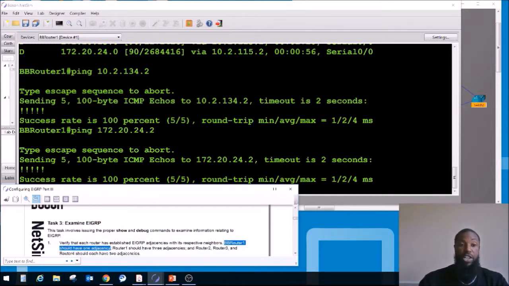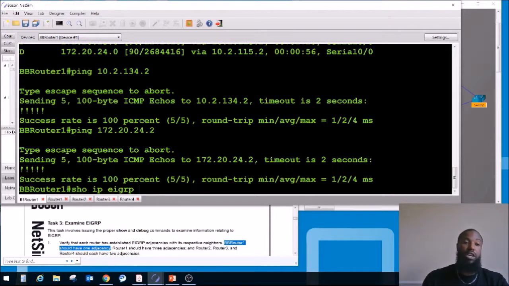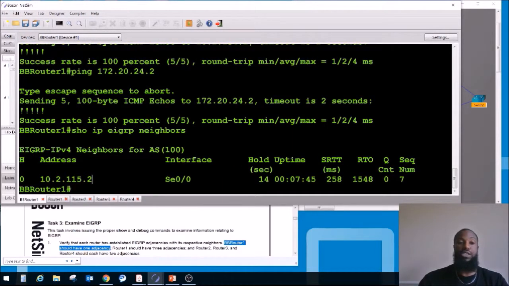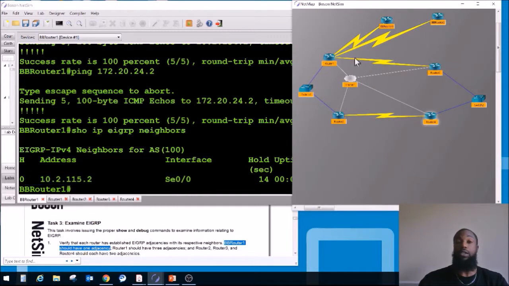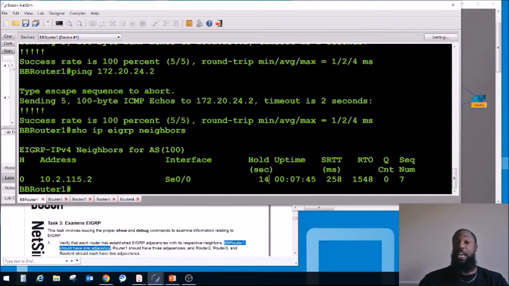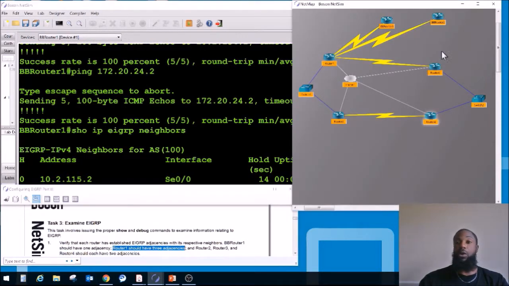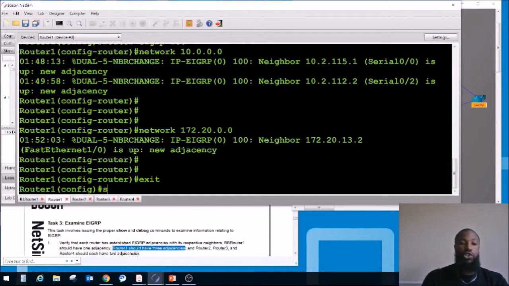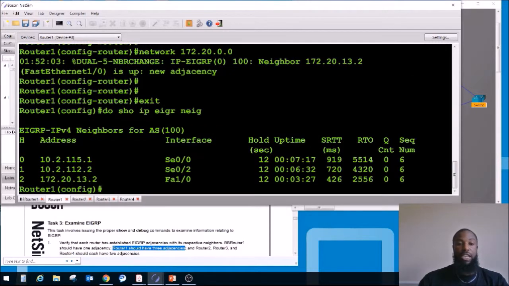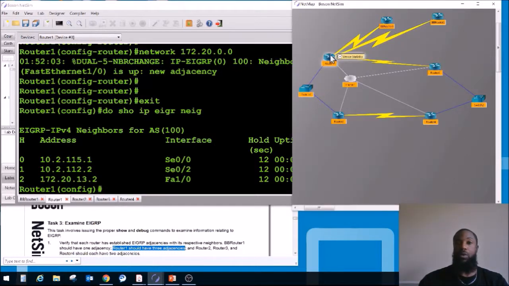Backbone router 1 should have one adjacency. Show ip eigrp neighbors. There goes that one adjacency. So where's backbone router 1? His adjacency is router 1, that guy right there, out of his serial 0/0 interface, and he's been up for 7 minutes and 45 seconds. Router 1 should have 3 adjacencies, so we're going to go to router 1. We're going to do a show ip eigrp neighbors, and he does have 3 adjacencies, right? Where's router 1? He has 1, 2, and 3 adjacencies.